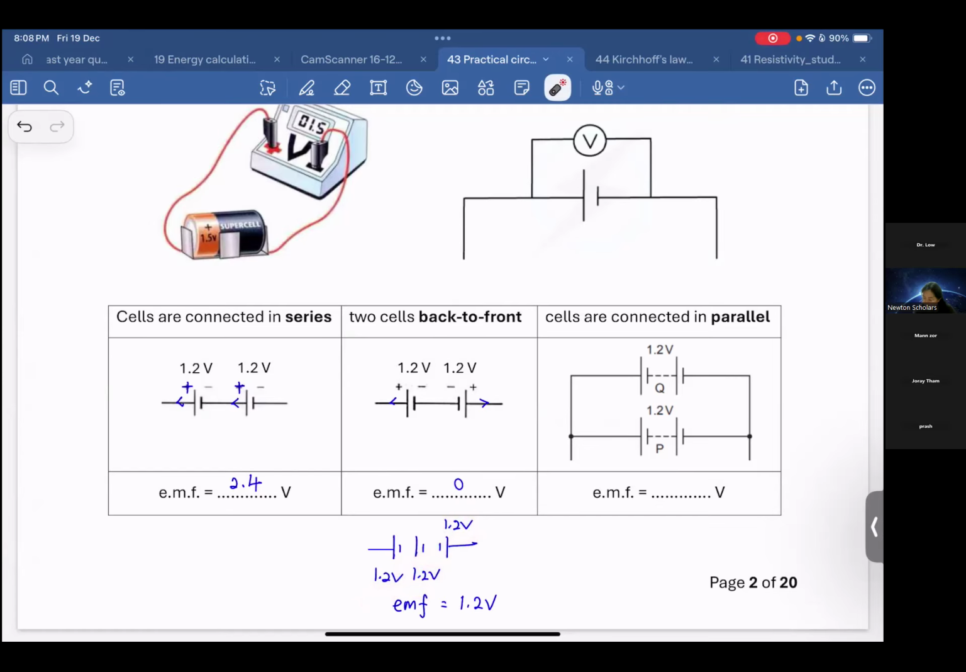Then if the cells are connected in parallel, it's the same as when we connect in a parallel circuit. The voltage will actually be the same, 1.2. Then here, teacher, since we connect in parallel, it's still getting 1.2. Why not just use one cell, isn't it enough? Why do we need to connect it in parallel? Yes, just now this one 1.2. Why do I still need to connect in parallel? Why not just use one battery?